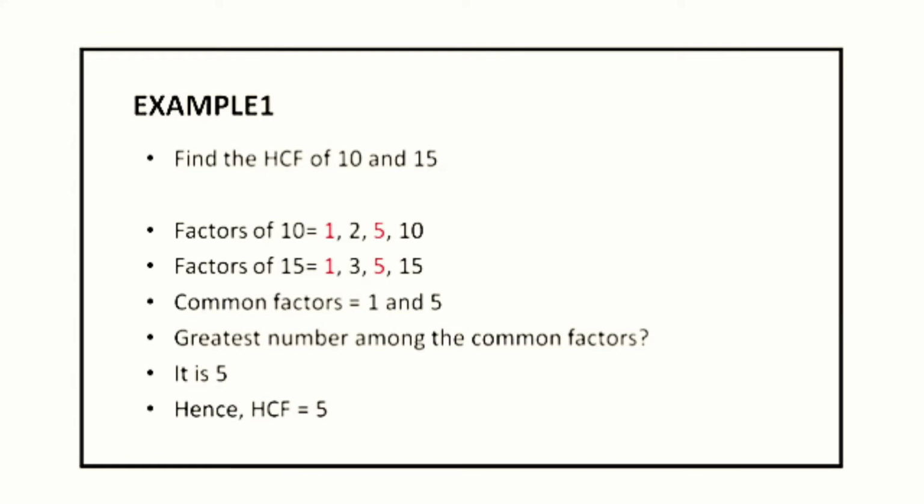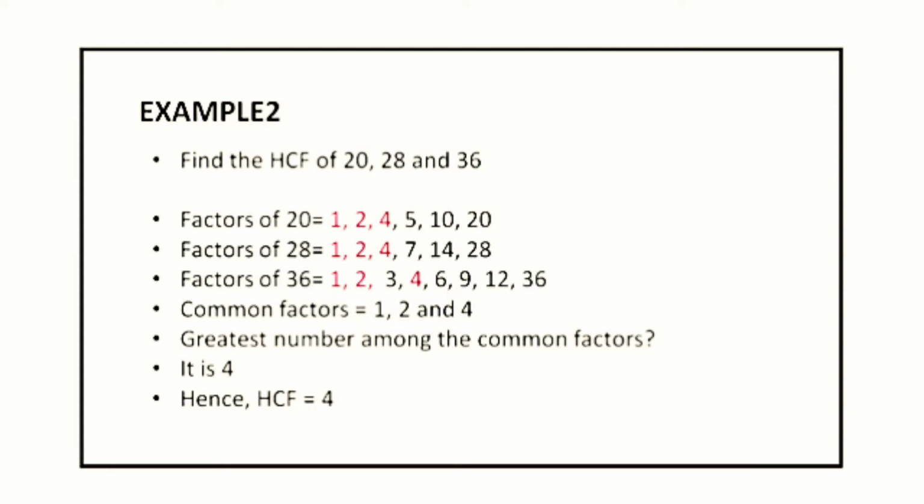So, which are the common factors? We can see that 1 and 5 are common to both 10 and 15. Now, the next task: which is the greatest number among the common factors? We can easily see that 5 is the greatest number among these common factors. Hence, HCF, or the highest common factor, equals 5. Let's look at one more example.